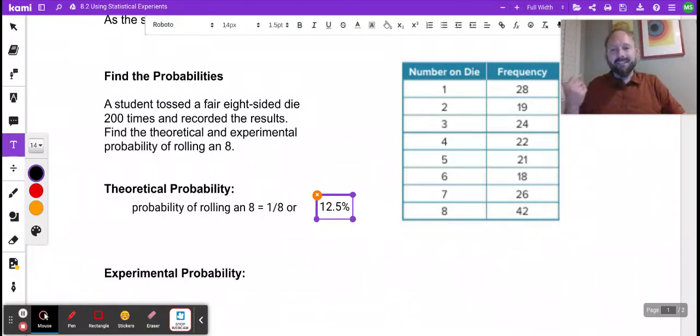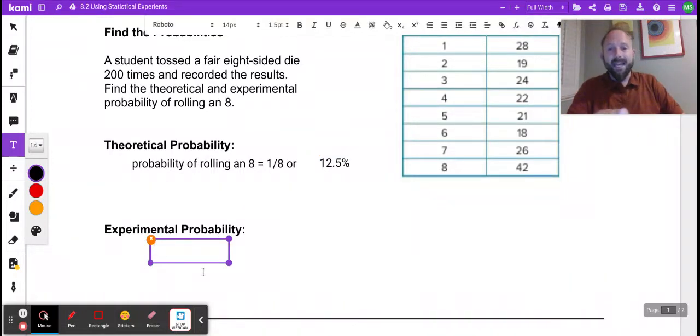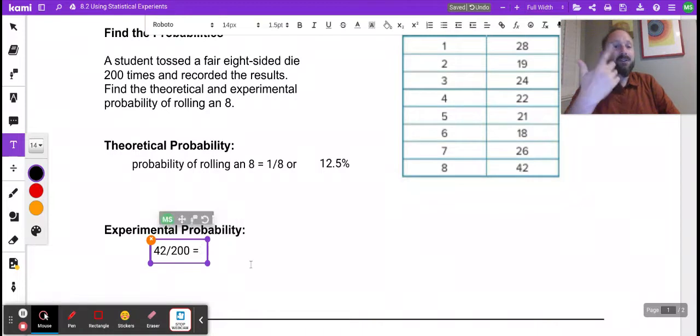Let's go on. The experimental probability would be, well, let's go back. We understand that they threw it 200 times. So the probability of rolling an 8 is going to be 42 out of 200 times. Now we could simplify this and break it down, or we can just use our handy dandy tool that starts with a C, the calculator, to figure it out. So using our calculator, we were able to determine that this would be 21%.